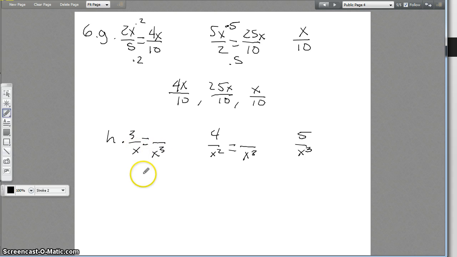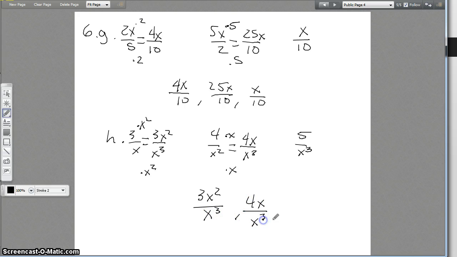To get from x to x cubed, I have to multiply by x squared. So I need to multiply my numerator by x squared. 3 times x squared is going to be 3x squared. To get from x squared to x cubed, I needed to multiply by x. So that means I'm going to multiply my numerator by x. 4 times x is going to be 4x. So my fractions are 3x squared over x cubed, 4x over x cubed, and then 5 over x cubed. So those are my fractions that have the same denominator.